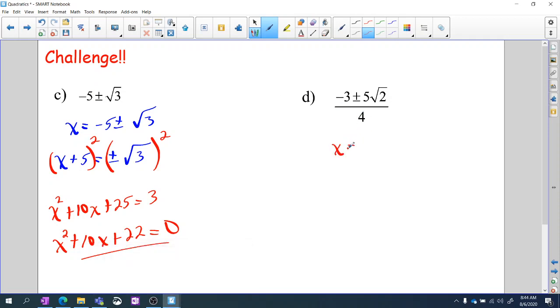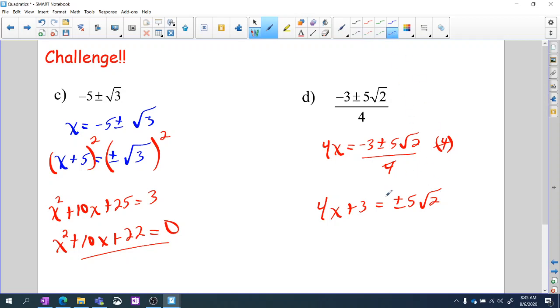Okay, same thing here. x equals negative 3 plus or minus 5 radical 2 over 4. So our goal is to get everything to the left side and make it equal 0. This one's got an extra step because of the 4 on the bottom. So the first thing you'd have to do is multiply both sides by 4. That's gone. Then you're going to move your negative 3 over. It's going to become plus 3. You want to isolate your plus or minus with the radical in it. Then we square both sides.